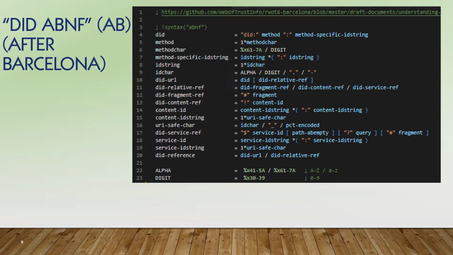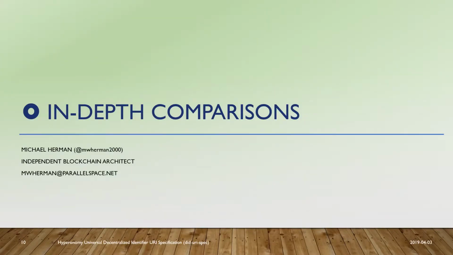This is the one that supports, for example, the exclamation point for content ID dereferencing. It also has some other changes relative to the previous did ABNF grammar. So let's look at some in-depth comparisons, some more technical use cases, and look a little bit at the grammars themselves.